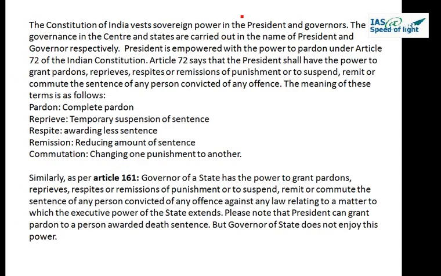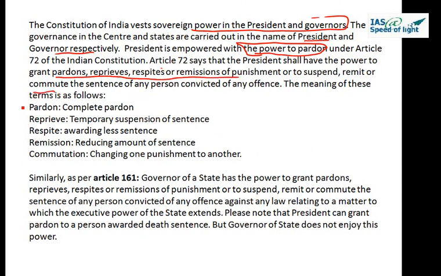Now, the Constitution of India vests sovereign powers in the President and governors. The governance in the Centre and the states is carried out in the name of the President and the governors respectively. We know that. The President is empowered with the power to pardon sentences confirmed by the court or the court martial under Article 72 of the Indian Constitution. And there are these terms which we have to understand: to grant pardons, reprieves, respites, remissions and commutation.